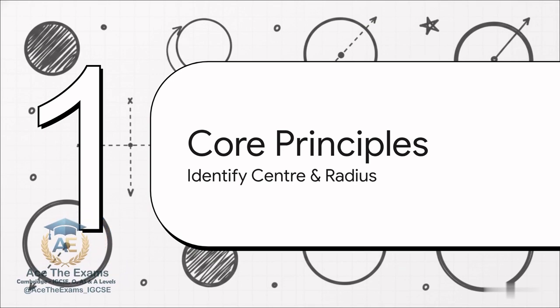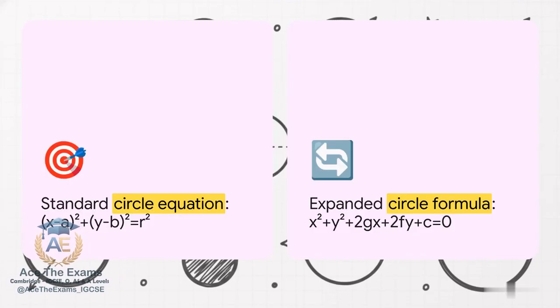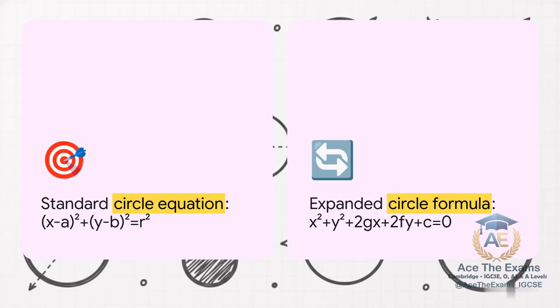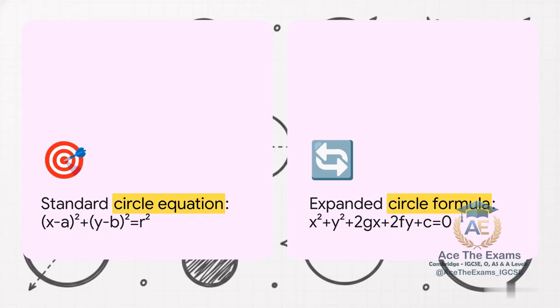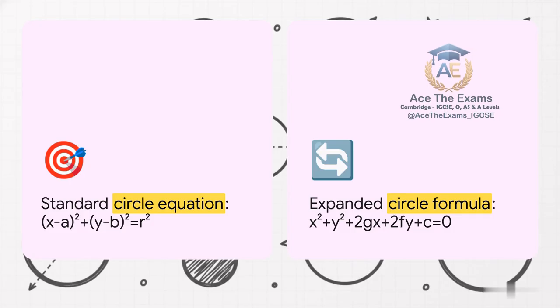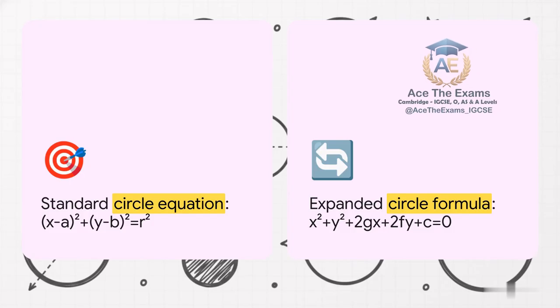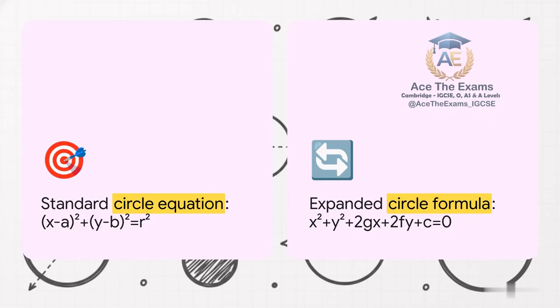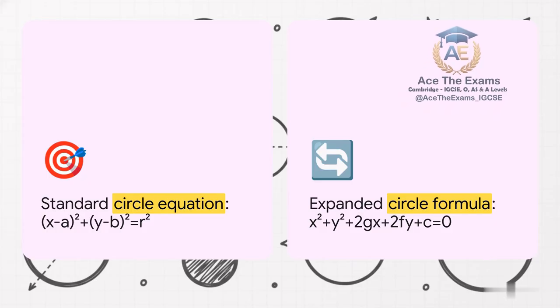Let's look at how building a conceptual understanding is your baseline for exam success. Now, this slide brilliantly illustrates the two formulas you are given. On the left, we have the standard completed square format. That's (x − a)² + (y − b)² = r². In this format, it's a dream, right? The center is crystal clear. It's just your coordinates, (a, b), and the radius is simply r. It is beautifully, perfectly efficient.